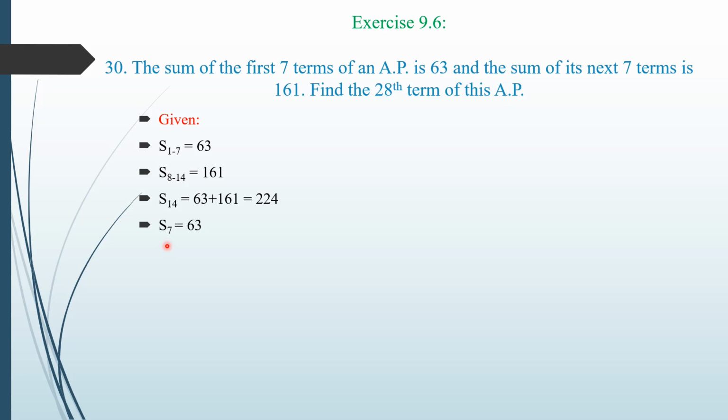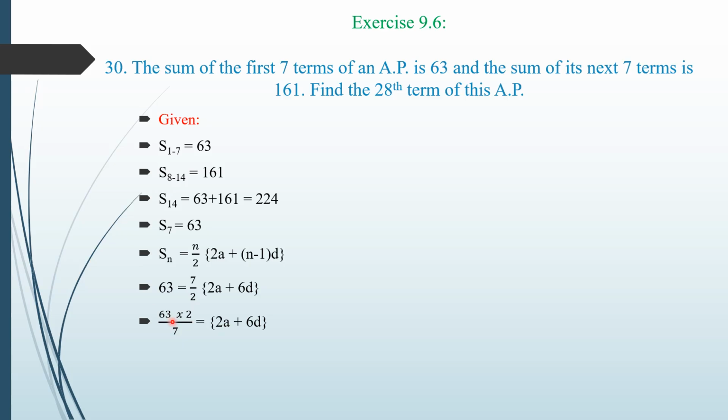Now we know that the first 7 terms sum is given by S7 equal to 63. Applying the formula Sn equal to n by 2 into 2a plus n minus 1 into d, we know that Sn equal to 63 and n is 7 here. 2a I'll keep as it is, and n minus 1 I will keep as 7 minus 1, that is nothing but 6d here. When I simplify this further, taking this 2 to the left hand side, that is 63 into 2, and taking 7 in the denominator, it is equal to 2a plus 6d.